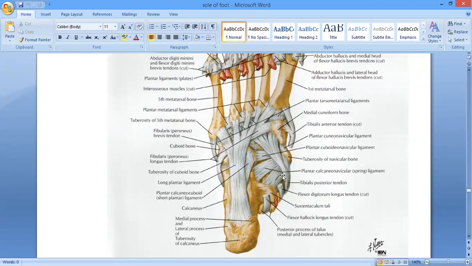Now the tendon of the tibialis posterior. Tibialis posterior कहाँ से originate करता है जी?